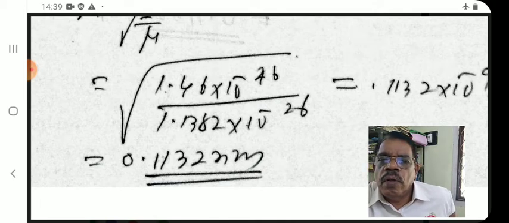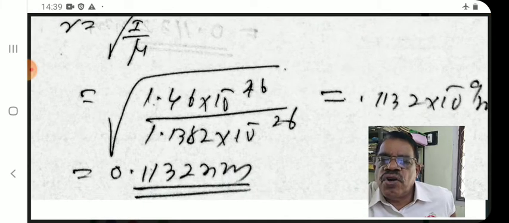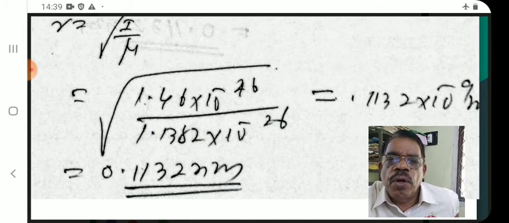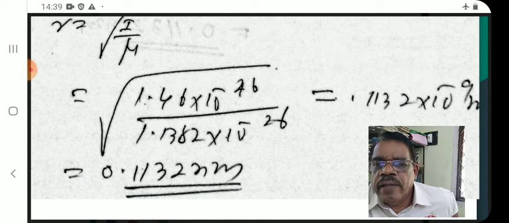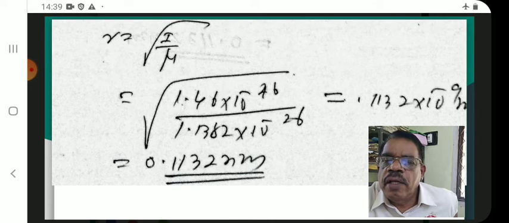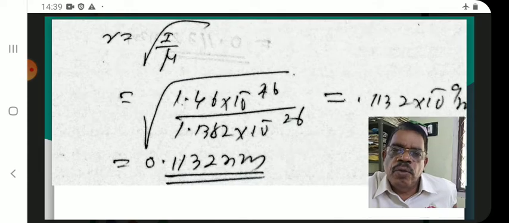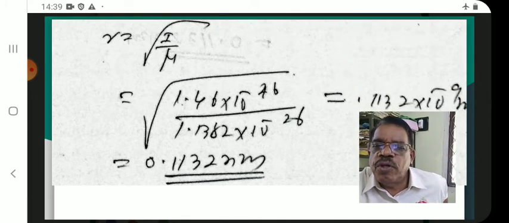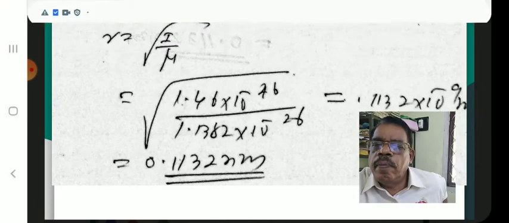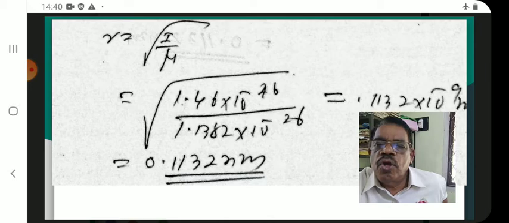That is mu. So the answer R is equal to root of 1.46 into 10 raised to minus 46 by 1.1382 into 10 raised to minus 26, equal to 0.1132 into 10 raised to minus 9 meter. It is in meters, and that we convert into nanometer. We get R is equal to 0.1132 nanometer. This is the bond length. Learn by heart the bond length of CO, which is 0.113. Here we get an exact value, 0.1132 nanometer.